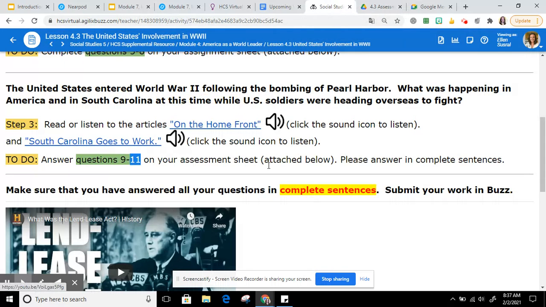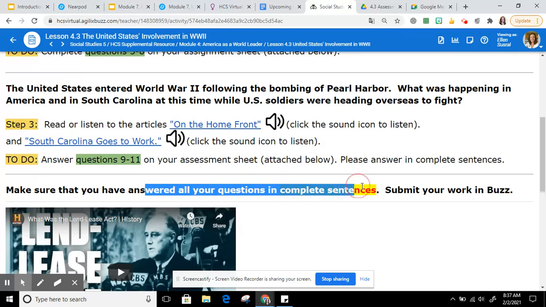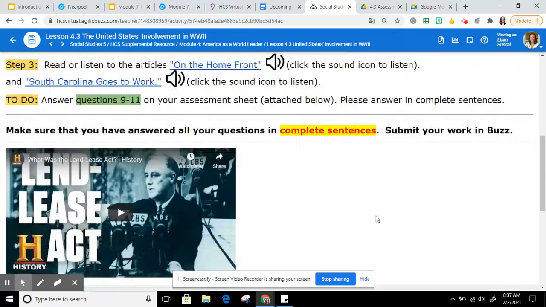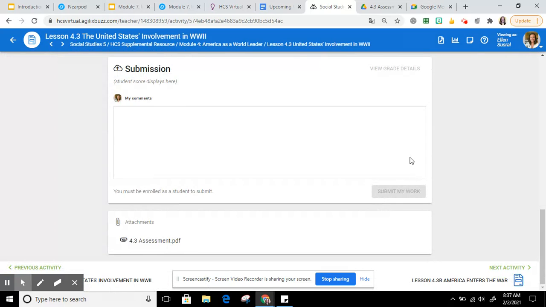Okay. Just a reminder, make sure that you answer all your questions in complete sentences, except for the first 4, which are multiple choice. When you're done, boys and girls, you're going to scroll down here. On your screen, there'll be a blue plus button. You can click that button and submit your work.